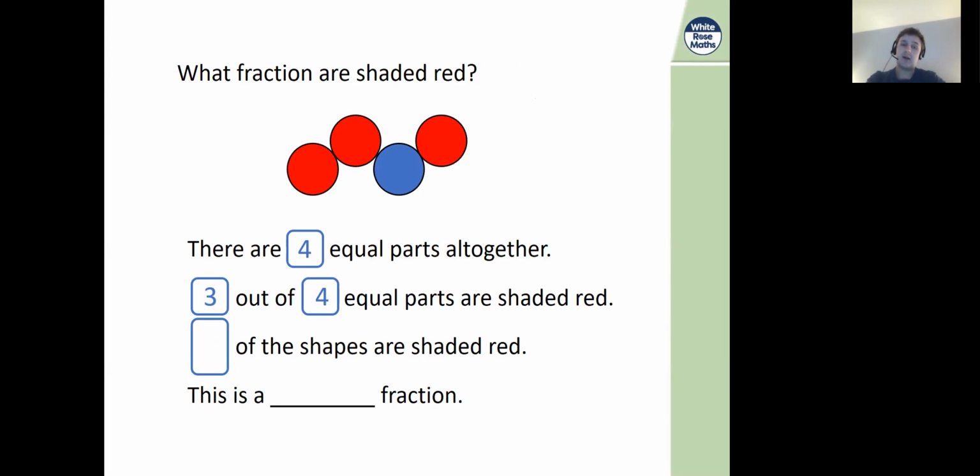If we were to turn that into a fraction, that would be 3/4, or what we call 3/4 of the shapes are shaded red. So 3/4, is that a unit fraction or a non-unit fraction? Good. Numerator is greater than 1, so it's a non-unit fraction.